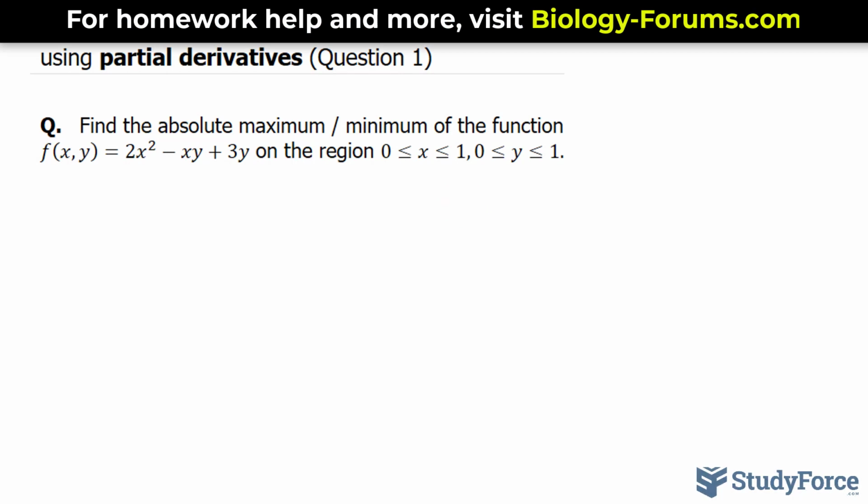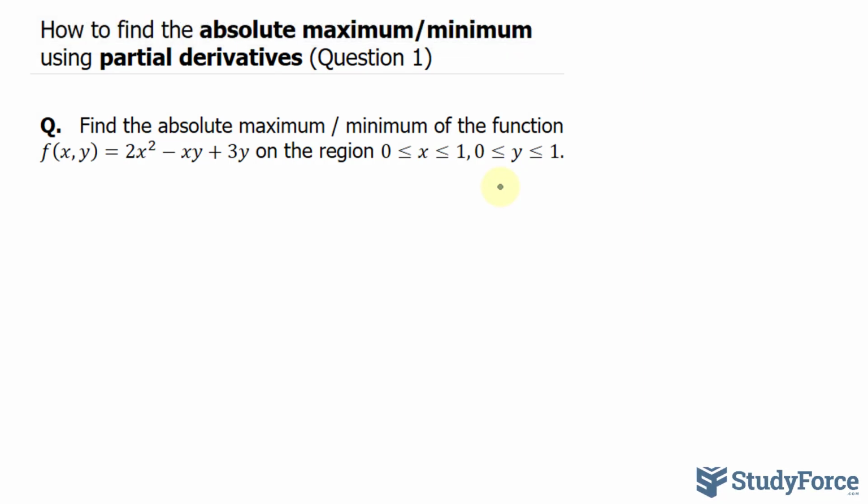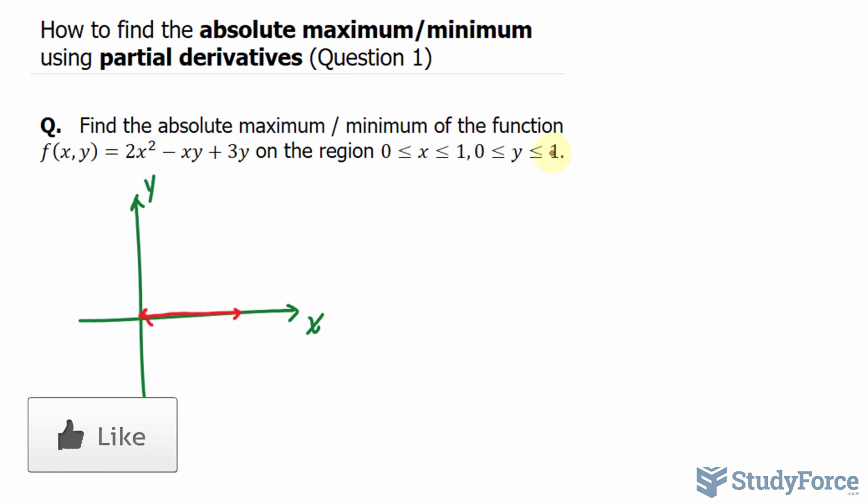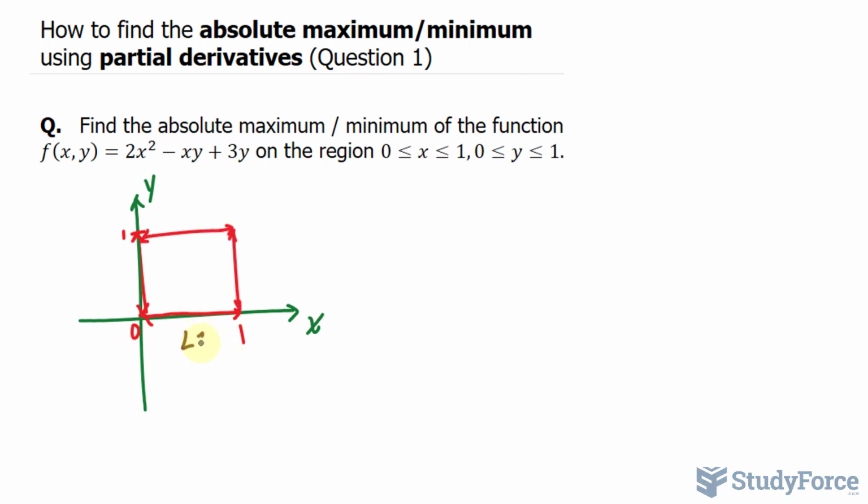The first thing that I want to do is show you a visual of the region in which we have to focus finding the absolute maximum or minimum. And the way I'll do that is I'll use a Cartesian plane, an xy plane, and draw out this region. 0 to 1 will represent a line from here to here, and 0 to 1 in the y coordinate will represent a line that extends from 0 all the way to 1. So this is 0, that's a 1, and so what we've formed here is a square. We have a region here which I'll call L1, L2, L3, and L4.